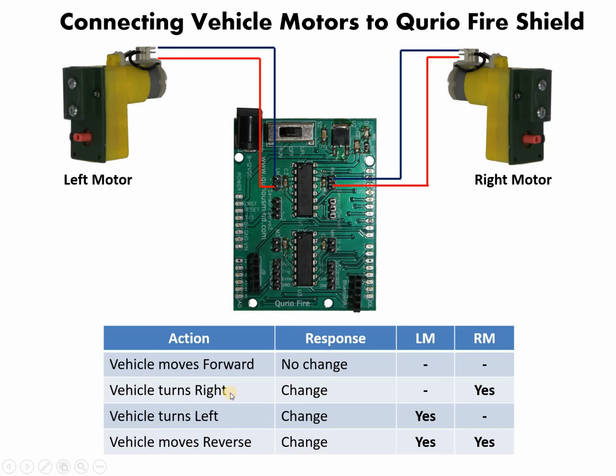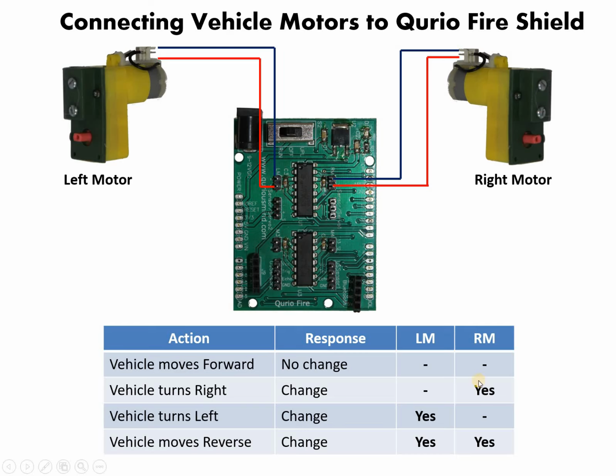Vehicle turns right. Instead of going forward, the vehicle takes a sharp right turn or a hard right turn. Now, if you observe very clearly, you will see the right wheel is moving in a backward direction. And that means the right wheel is not moving correctly.